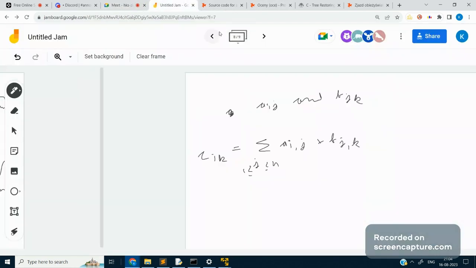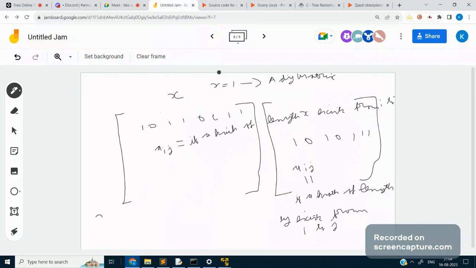Okay. So now if we need to check if a path of length x plus y exists, then there must be an intermediate vertex, let's say L, between i and j, such that there is a path of length x from i to L and a path of length y from L to j. So for any x plus y, if a path of length x plus y exists between i and j, there must exist some such L.